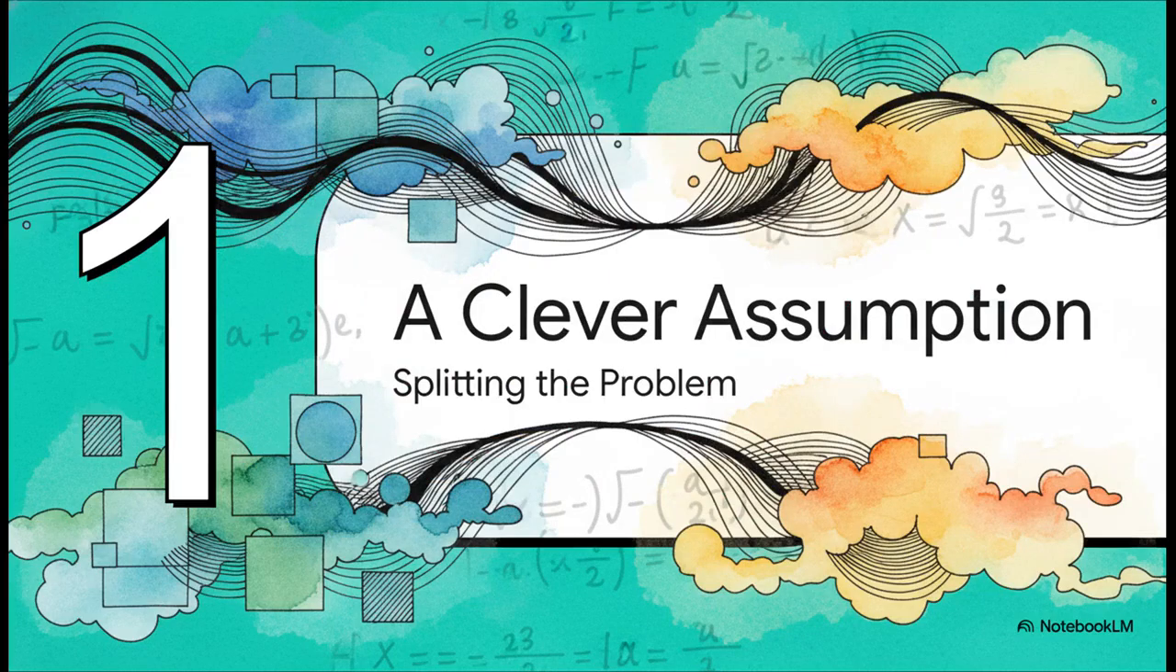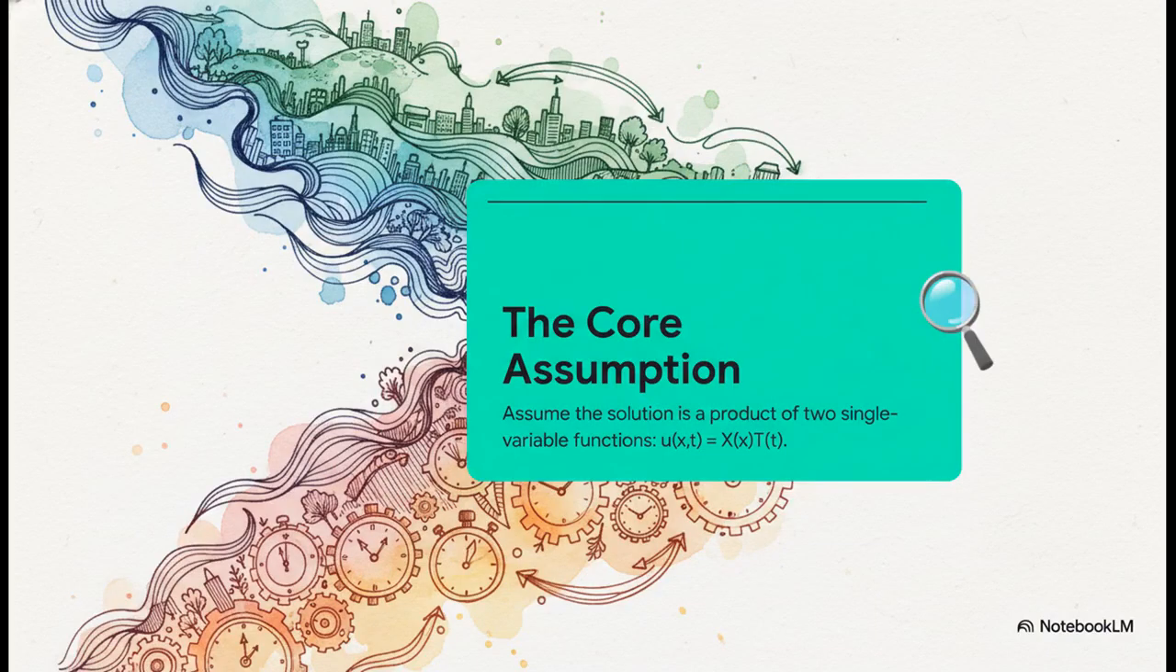Well, the breakthrough comes from a surprisingly simple but absolutely brilliant idea. Instead of just trying to brute force the complexity, we're going to make a really clever assumption about what the solution looks like. This is the secret. And here it is. This is the core idea. We just assume that our complicated two-variable function, u(x,t), can be written as the product of two much simpler functions: a function X that only depends on space, x, and a function T that only depends on time, t. That's it. That's the entire foundation of this method.